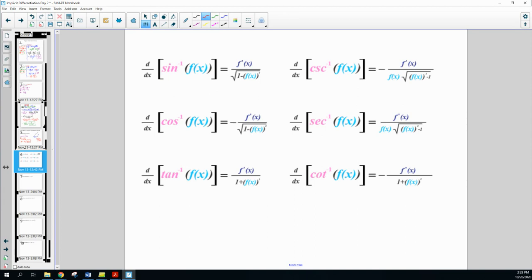So it's like the chain rule again. Okay, so here's all our different functions. You can pause the video to write them down if you need to. Something to note is that inverse functions are also called arcs.